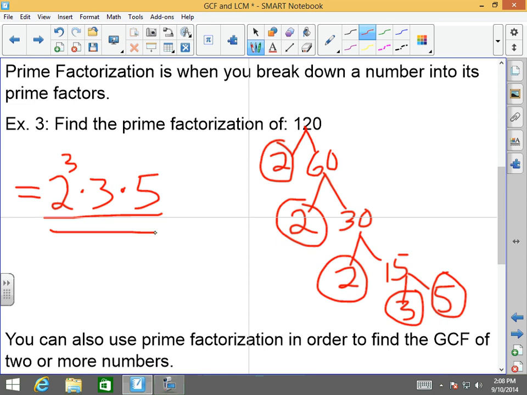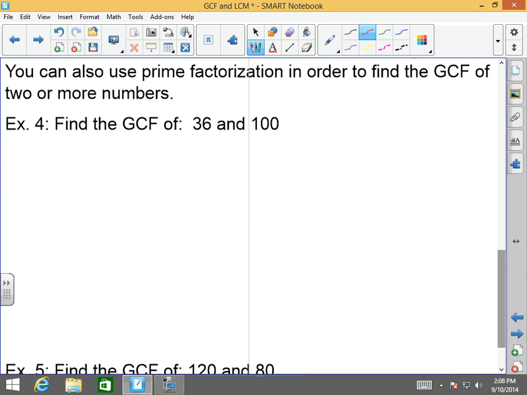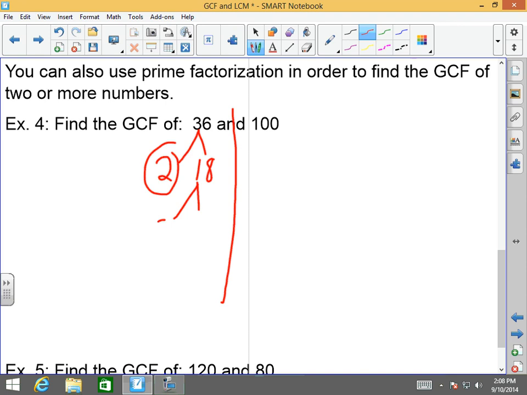Now, you can also use prime factorization in order to find the GCF of 2 or more numbers. Don't get me wrong. If you wanted to, you can list all the factors of 36. You can list all the factors of 100. And then you choose the greatest common factor. Or you do it a much better way. Break down 36. This is 2 and 18. Circle the prime. This is 2 and 9. Circle the prime. This is 3 and 3. Circle the primes. I got nothing else to break down.